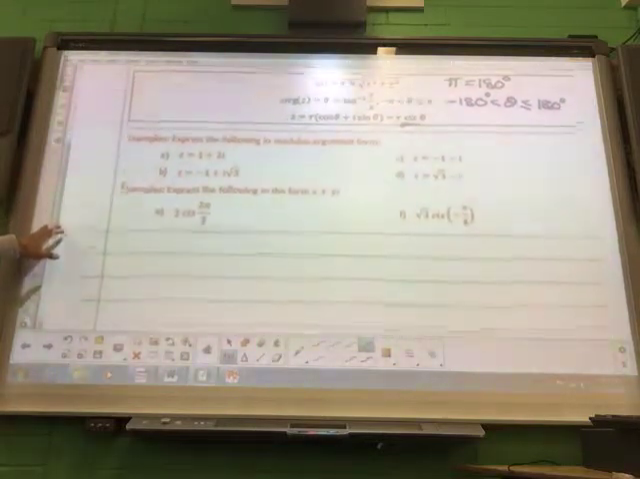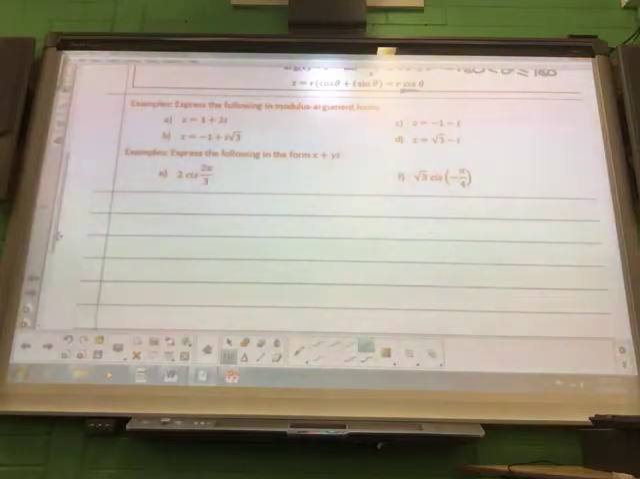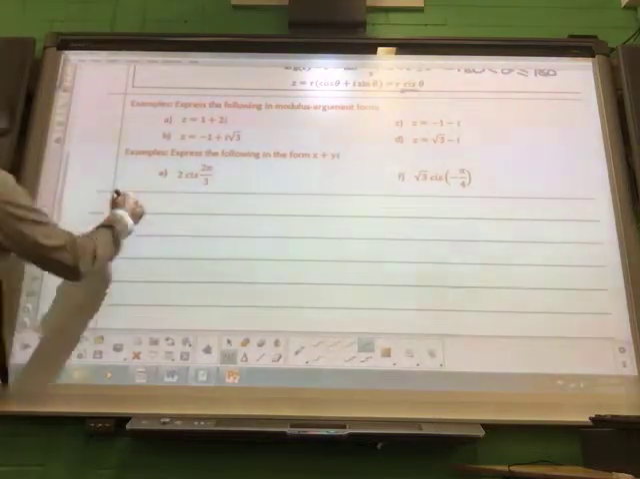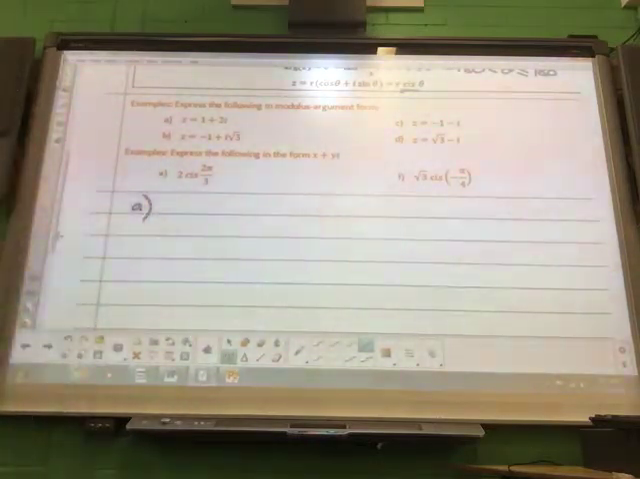Right, so let's apply it. Express the following in modulus argument form. So, A, z is 1 plus 2i.